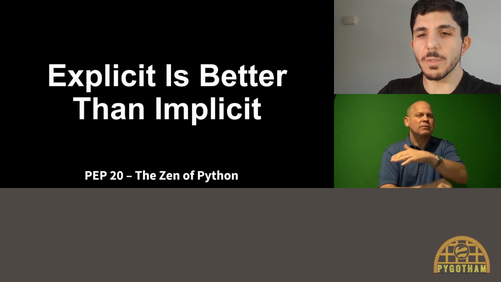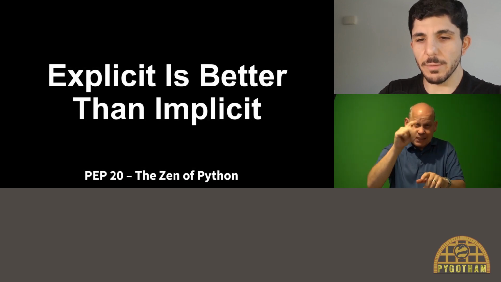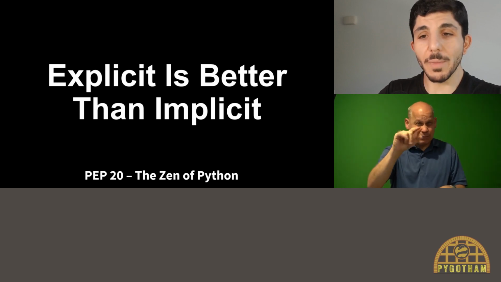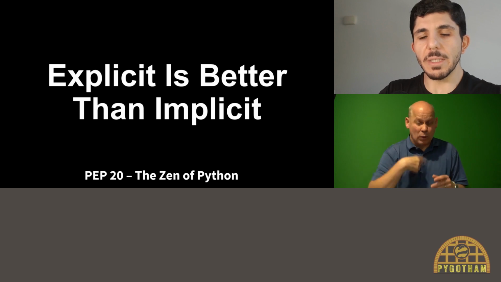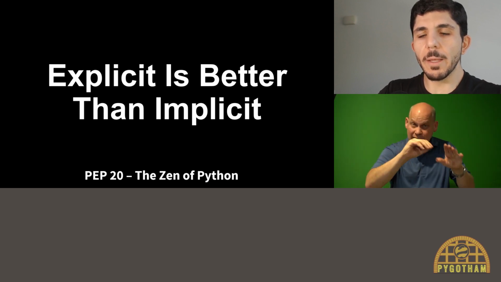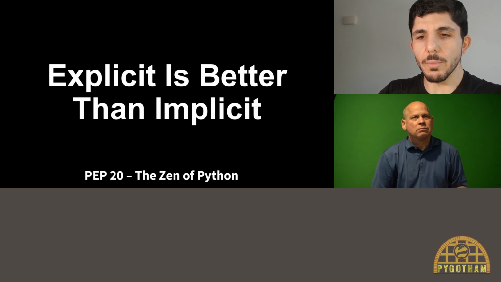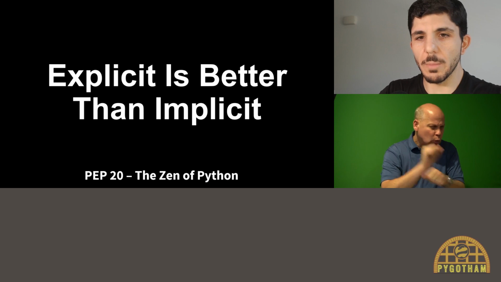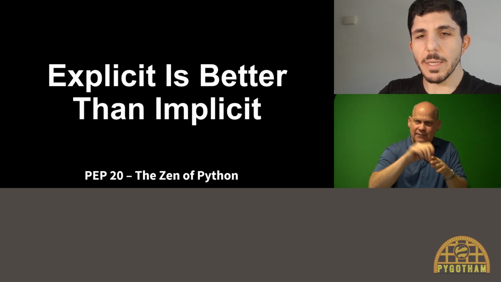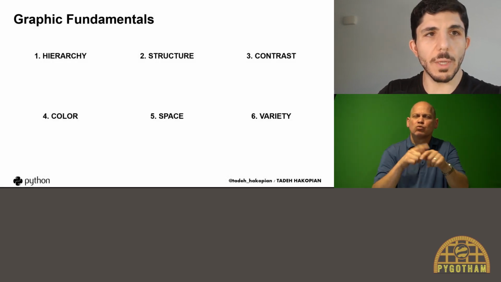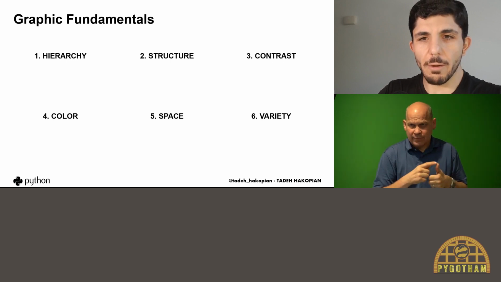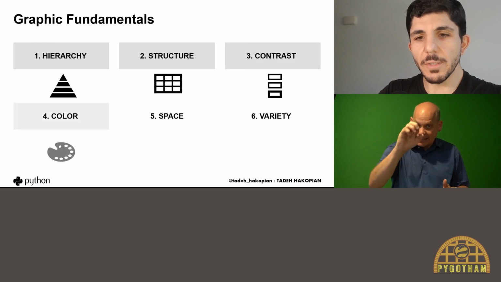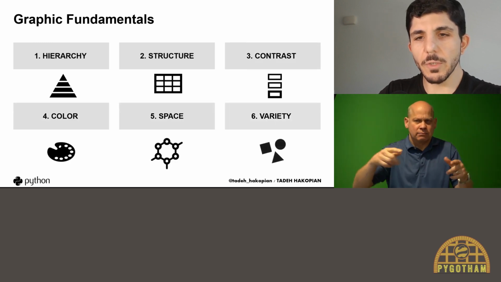And with graphic fundamentals, explicit is better than implicit. Again, from the Zen of Python, a great guide. In a few lines, you learn a lot. What I mean by that is to be clear, explicit, and avoid anything that requires the reader or viewer to do extra work than they have to. Take the work away from them and be explicit in your content. And here are the graphic fundamentals to help you along the way with that: hierarchy, structure, contrast, color, space, and variety. So let's look at each.